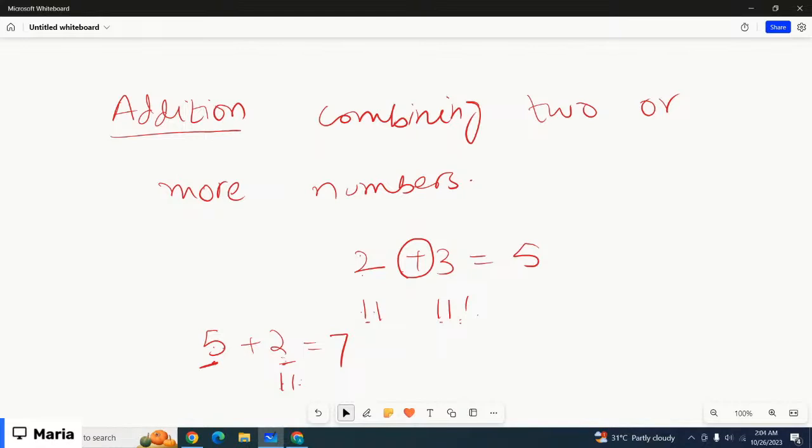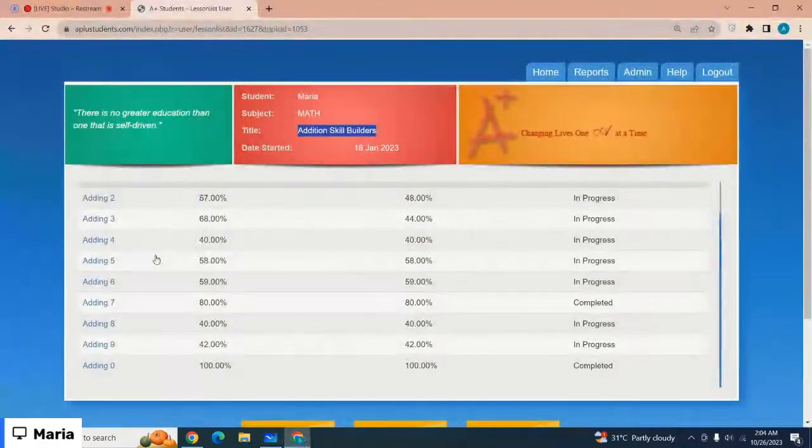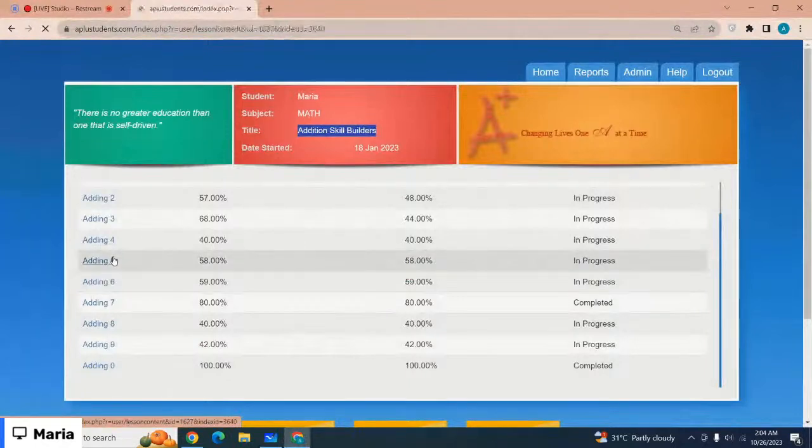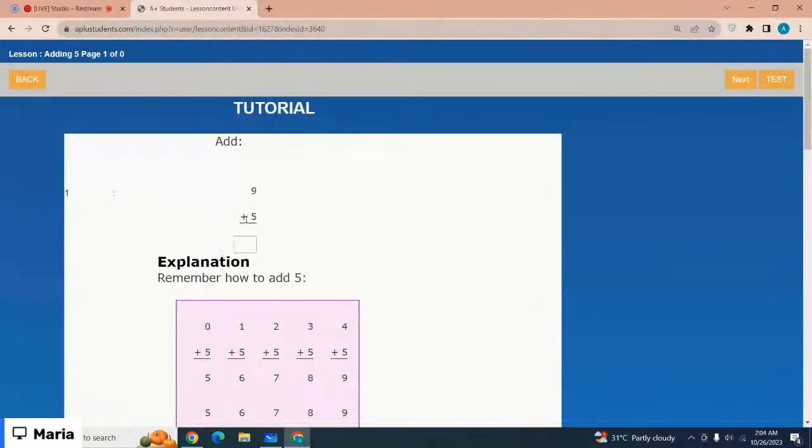Today we're going to learn adding 5, adding 6, adding 7 and adding 8. They are all exactly the same. You just have to combine them, but the numbers are different. So let's start with adding 5. Here is the lesson, adding 5. Here is the example, 9 plus 5. So 9 plus 5 makes... start with 9 and count forward 5.